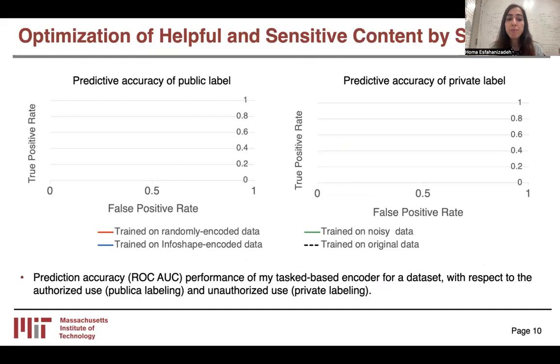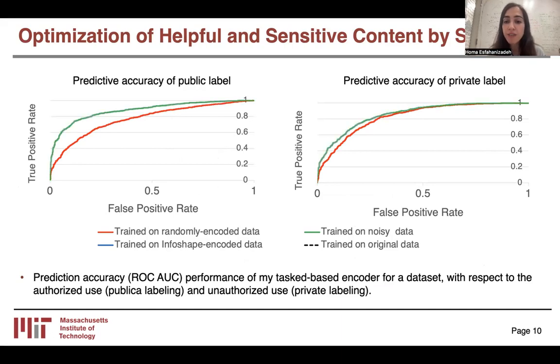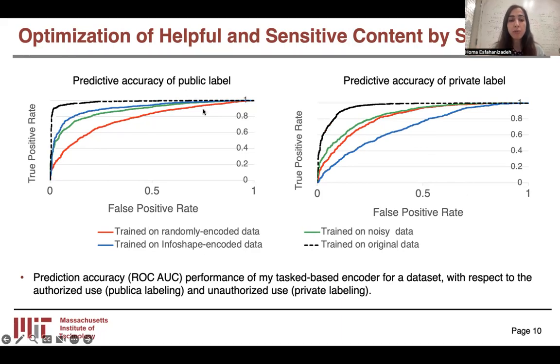These two figures show the predictive utility of two classifiers that are trained on encoded data for predicting the public label on the left and private label on the right. Let's take a look at these results. The red curves show the performance when the classifiers are trained on randomly encoded data, and the green curves show the performance when classifiers are trained on noisy data. Now we will show the performance when classifiers are trained on our InfoShape encoded data. As for public label, it shows a higher predictive utility compared to the baselines, and as for private label, it shows a dramatically lower predictive utility as intended. For comparison, we also printed here the performance when training classifiers on original data.